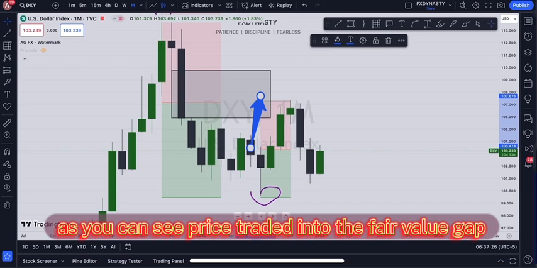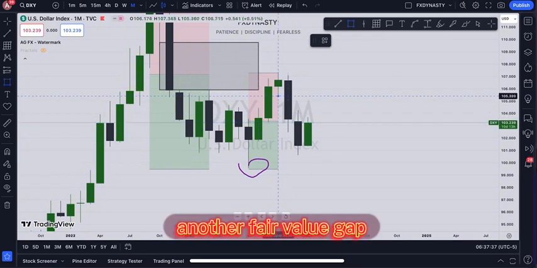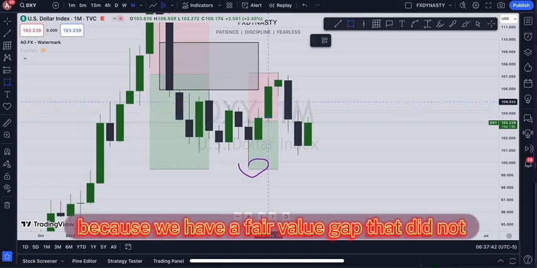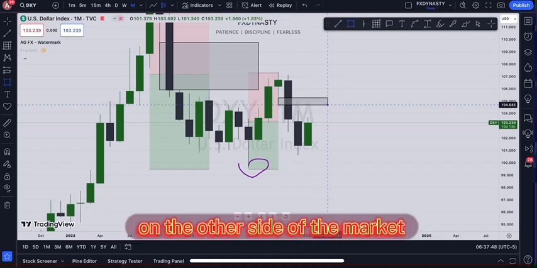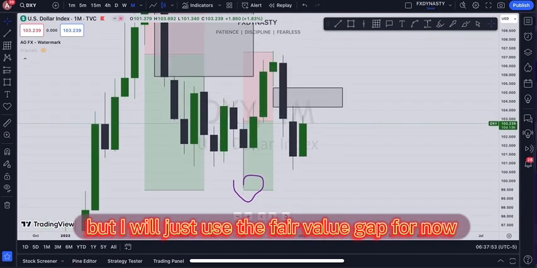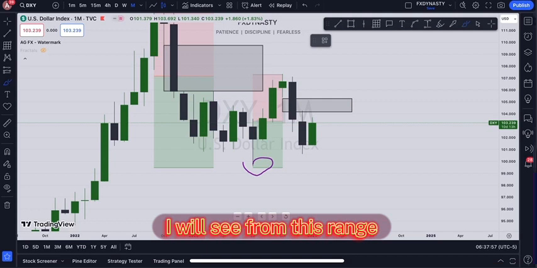As you can see, price traded into the fair value gap, and price then went lower and created another fair value gap, actually a balanced price range, because we have a fair value gap that did not hold price, then price created another fair value gap on the other side of the market. So this is actually a balanced price range, but I will just use the fair value gap for now.